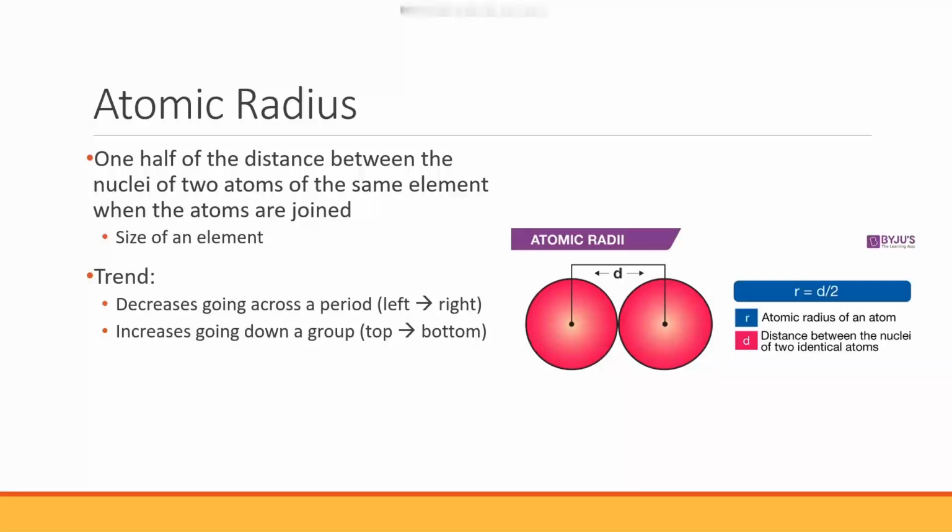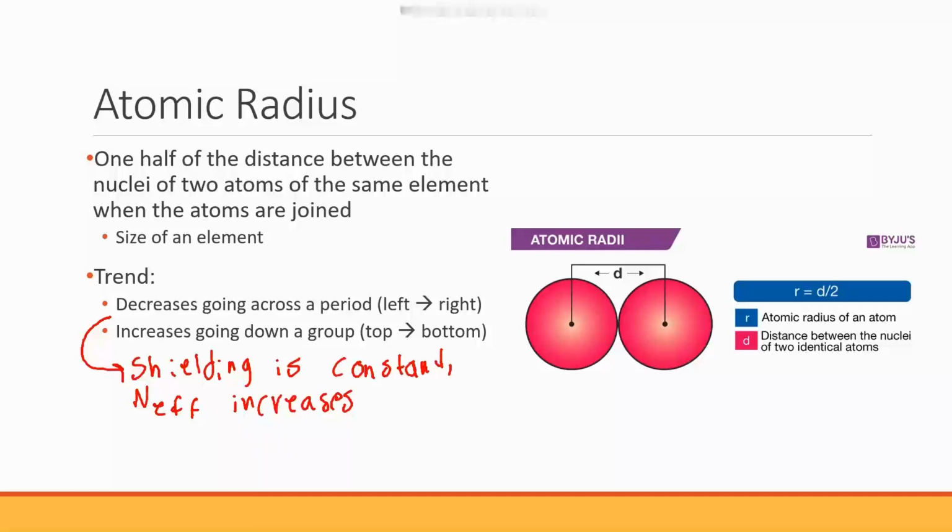Now, the reason why atomic radius decreases going from left to right has to do with the fact that shielding does not change as you go from left to right. Meanwhile, nuclear effective charge is increasing. So the reason for this is because shielding is constant and because nuclear effective charge increases at the same time.